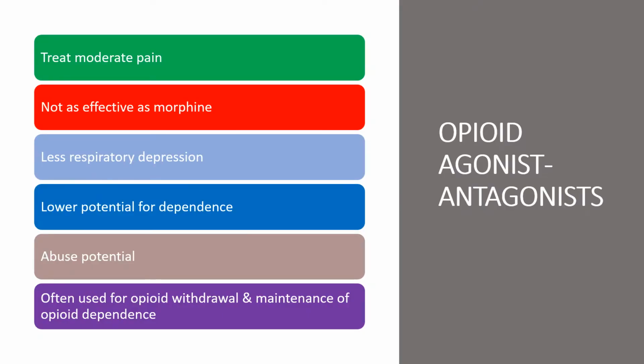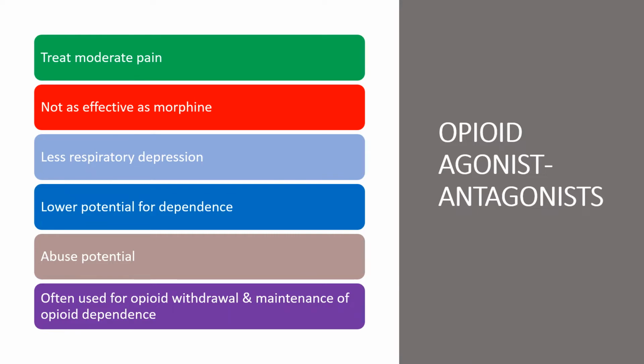Okay, so this slide is just a reminder or some information on a partial agonist. Really the one that we spoke about is buprenorphine, and we can use this medication to treat moderate pain. It still has opioid effects, but just partially, so it won't be as strong as a full opioid such as morphine. It'll definitely have less respiratory depression, less potential for abuse and dependence, and less potential to actually overdose on it.